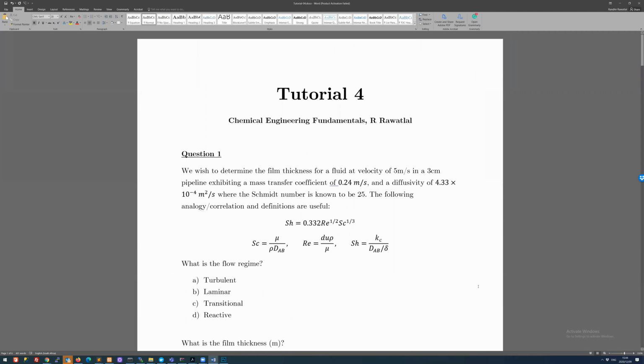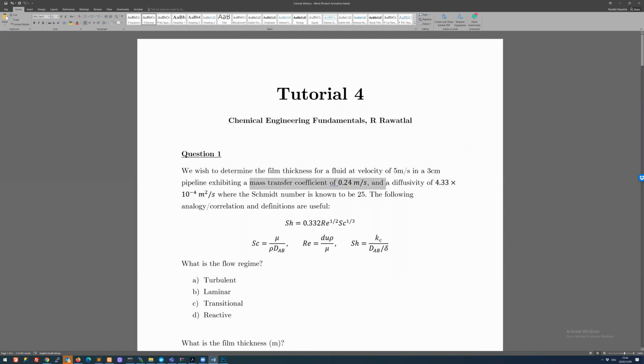So the solution is here. The first question says we want to know the film thickness of a fluid with a given velocity. The fluid is moving at a velocity of 5 meters per second in a 3 centimeter pipeline, so we understand that as the diameter.